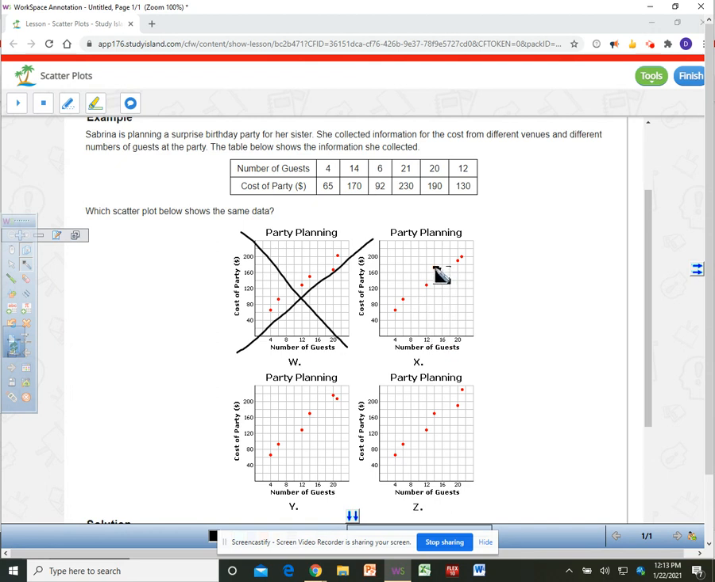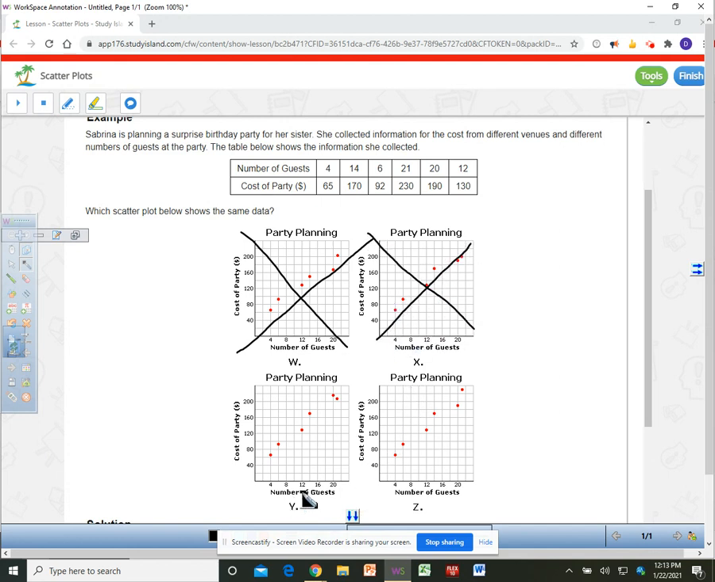That's about 170. Okay? 6 should be at 92. That's about 92. 21 should be at 230. Okay, if we look here, 21 is not really at 230. It's actually exactly on 200. So we know it's not that one either.